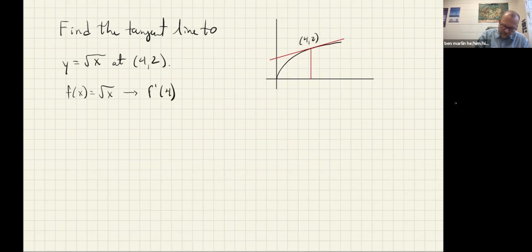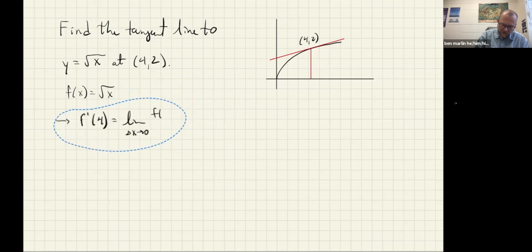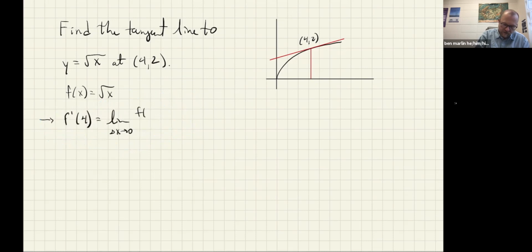4-2. But f prime of 4 is going to be the limit as delta x goes to 0 of f of 4 plus delta x minus f of 4, and we'll divide that by delta x.